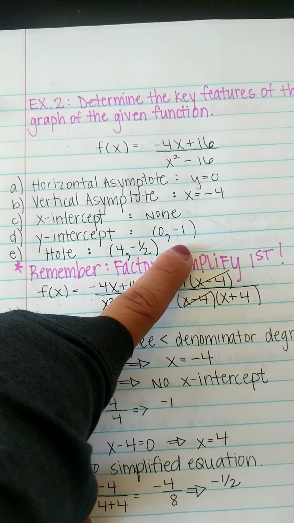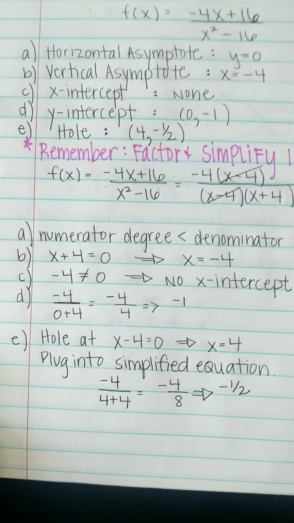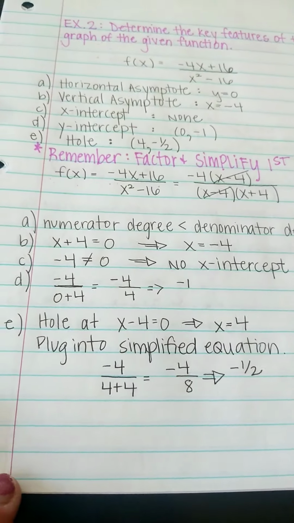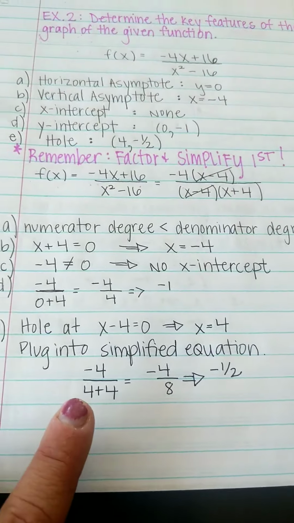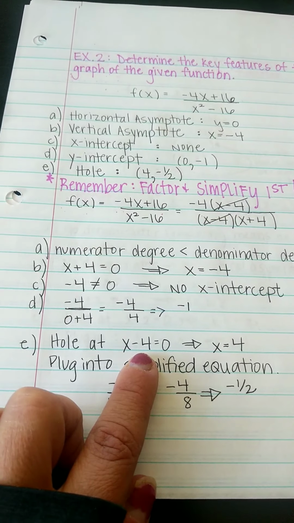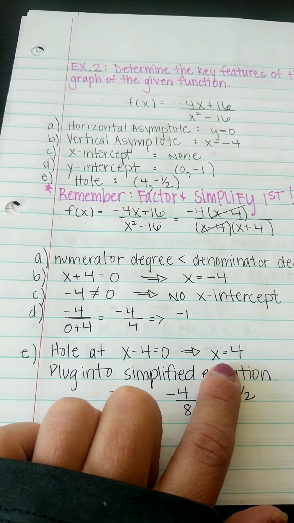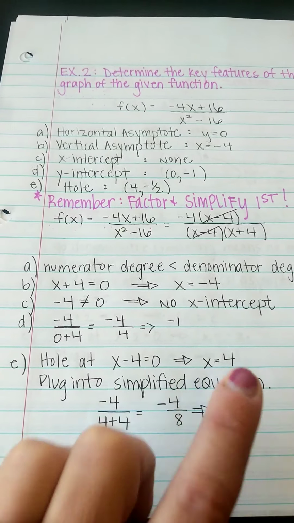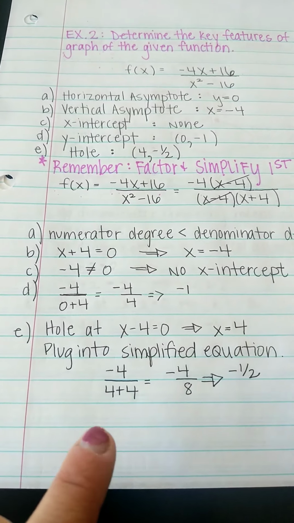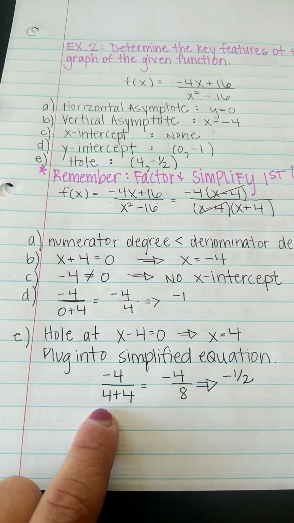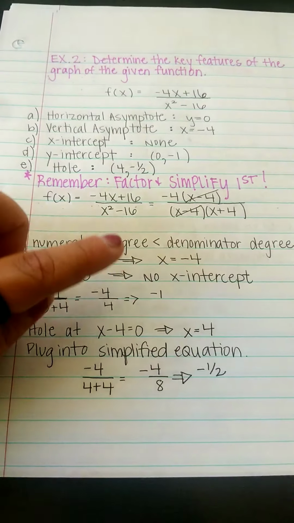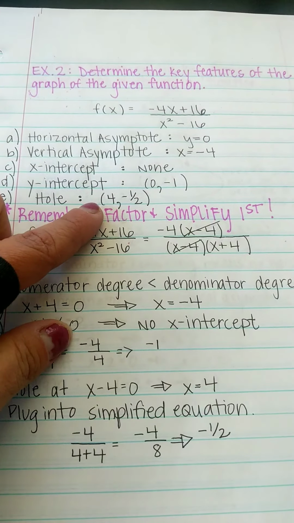(0, -1). Now we have to find our hole, because we did have a hole, because we could factor and cross out a factor. So I know the hole is where I crossed it out. So x minus 4 is what I canceled. If I solve for the x, I get 4. So it's at an x value of 4. Then I plug that into my simplified equation. So I have -4 over x, which is 4, plus the 4. I'm going to simplify that down to -1/2. And I say, okay, my hole is at (4, -1/2).